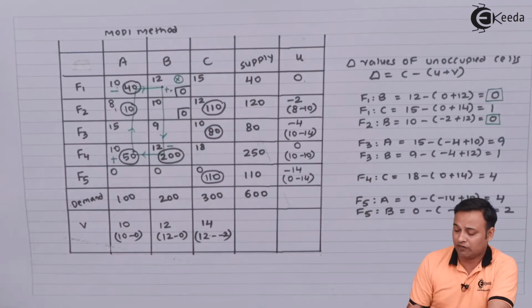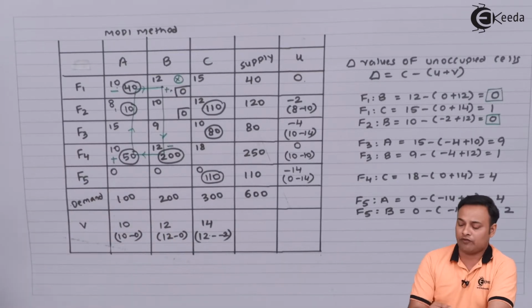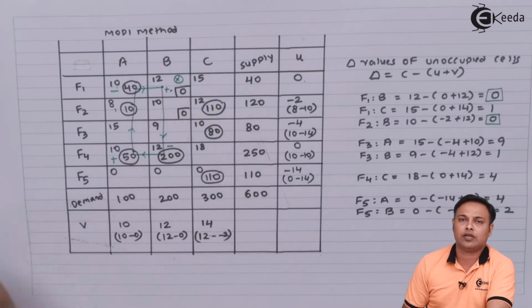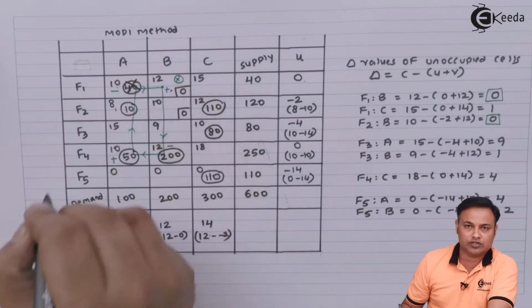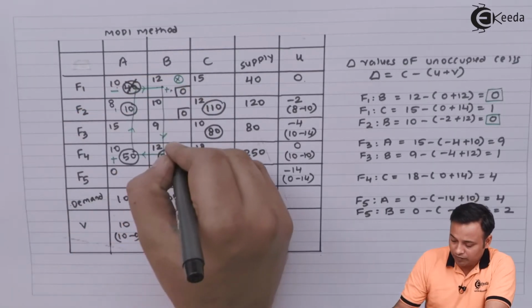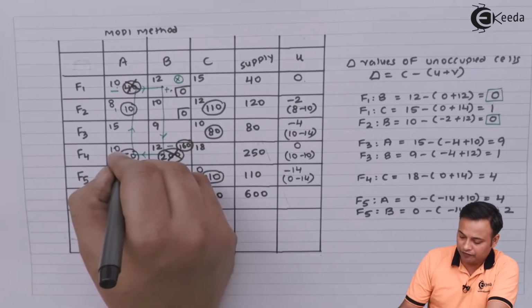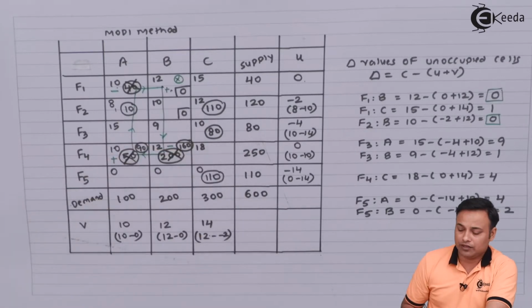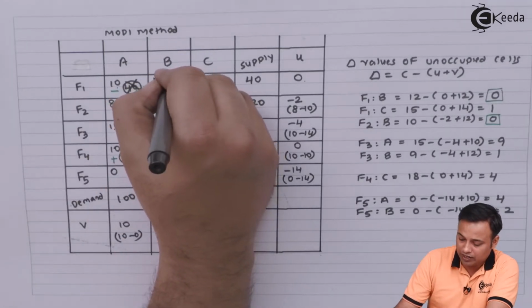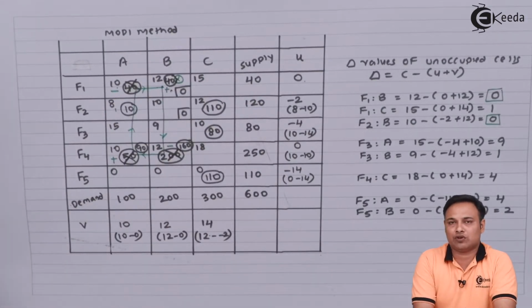In the negatives my allocations are 40 and 200. So between 40 and 200, whichever is less, 40 will come. So I will subtract 40 from these negative corners and I will add that 40 to the positive corners. 40 minus 40 will be 0. 200 minus 40 will be 160. And here it will be 50 plus 40, 90. And here on my unoccupied cell comes 40. So we have obtained a new solution now.